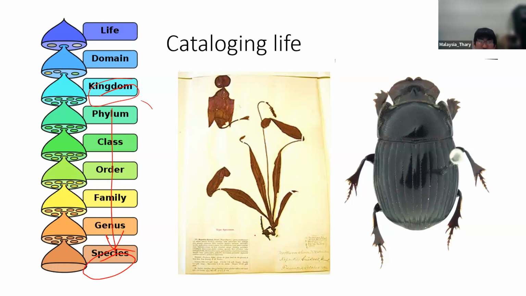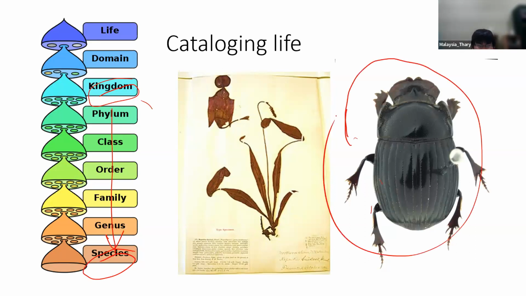A lot of times we have to actually catalog all these species. For example, this over here is a preserved beetle. And this is what Amirul was talking about. This is called a herbarium sheet.